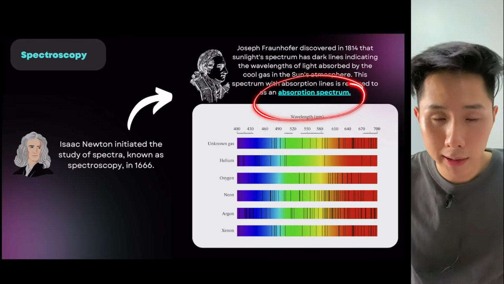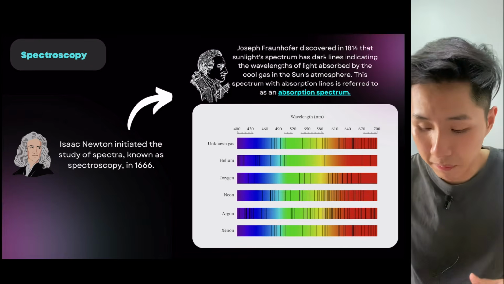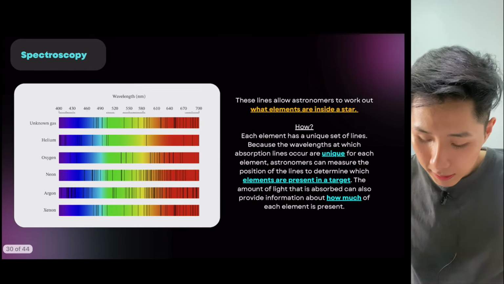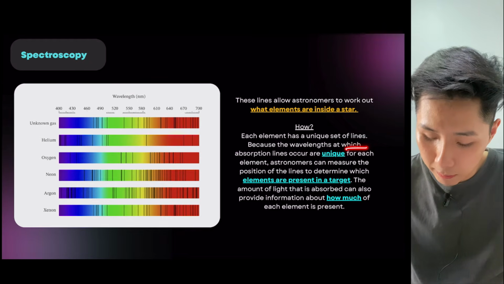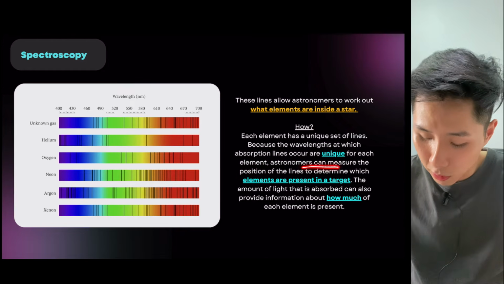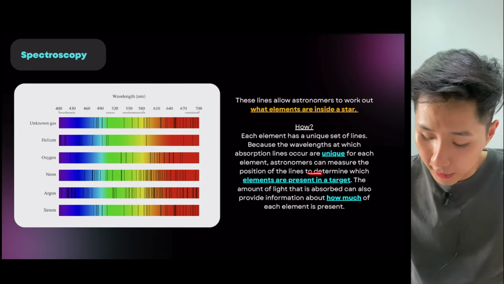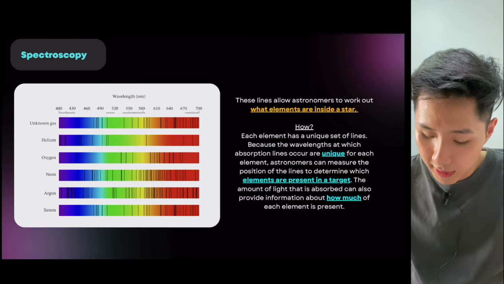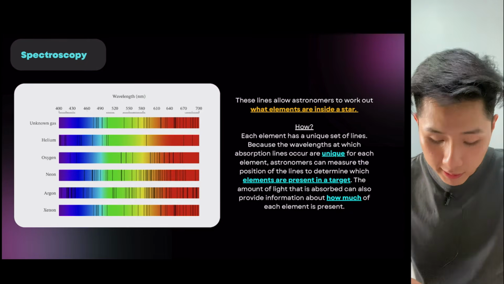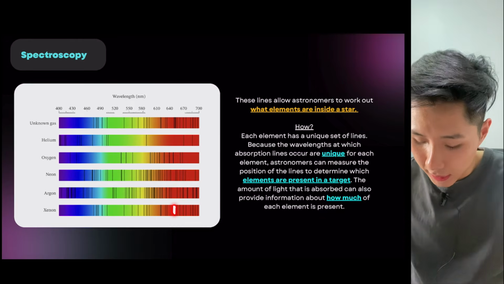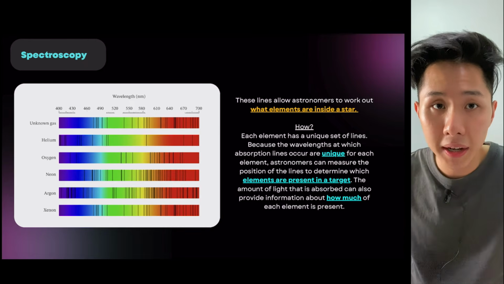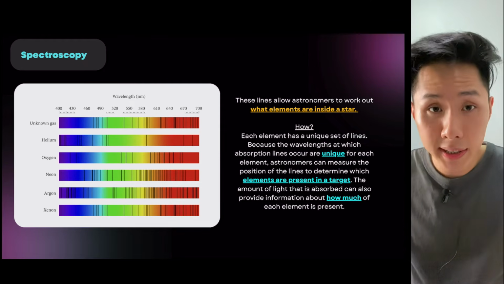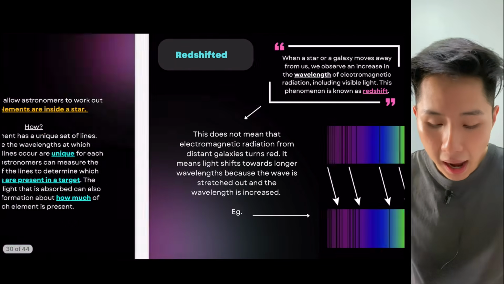So that's the first concept you need to know, the absorption spectrum. How it works is that each element has a unique set of lines, because the wavelength at which each absorption line occurs is unique for each element. That's why astronomers can measure the position of the lines to determine which elements are present in a target. If a lot of the light is being absorbed, it also shows that there are a lot of those elements in that particular planet or star. So that's the first concept, the absorption spectrum.